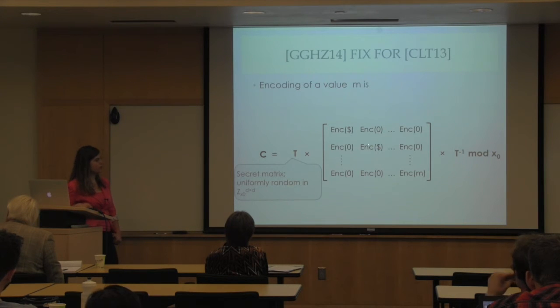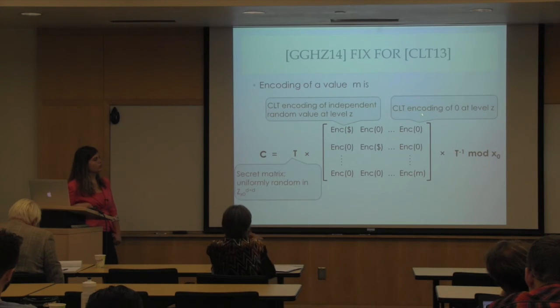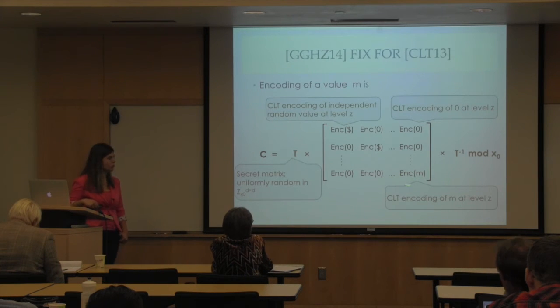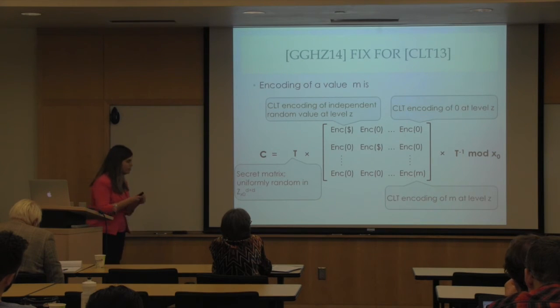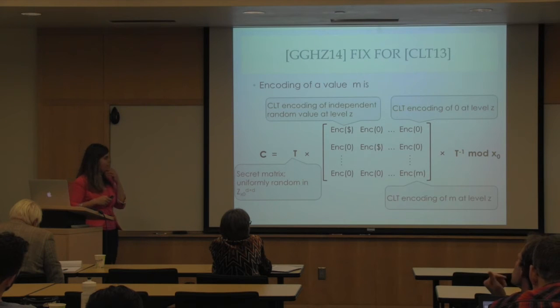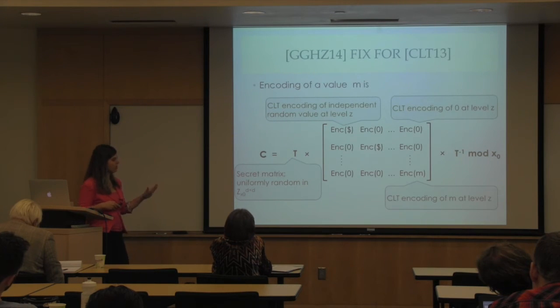So now what is in the middle? In the middle, each of these means encoding of a random value, and then each of these means encoding of 0. So we have in the lower right corner an encoding of our original message. This is the CLT encoding of m. And then on the diagonal, we have encodings of random elements, and everywhere else in the matrix, we have encodings of 0. So this is how the new encoding would be working.